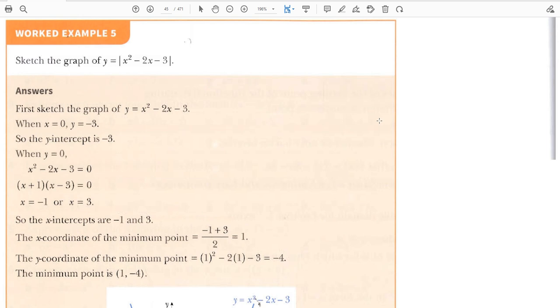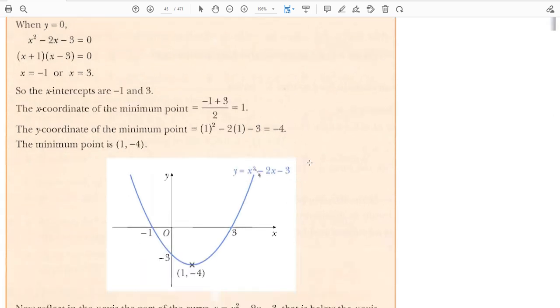The y coordinate of the minimum point is found by putting this value of x equals 1 in the given equation, y equals x squared minus 2x minus 3. So we will get 1 squared minus 2 into 1 minus 3, we will get minus 4. Hence the minimum point is (1, minus 4). This is the shortest way to find the minimum or maximum point. Now after this we have to draw or sketch the graph of the curve.